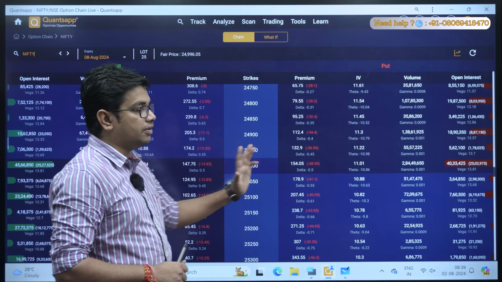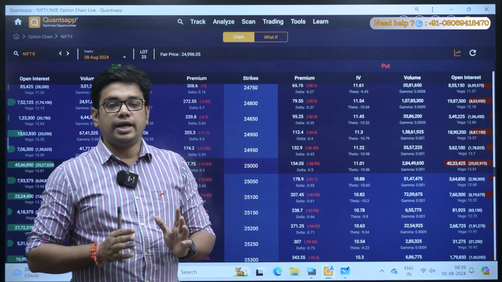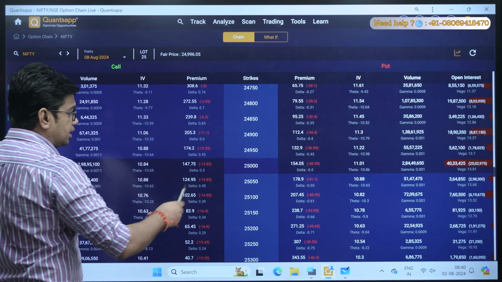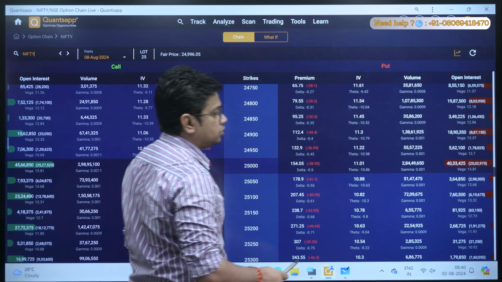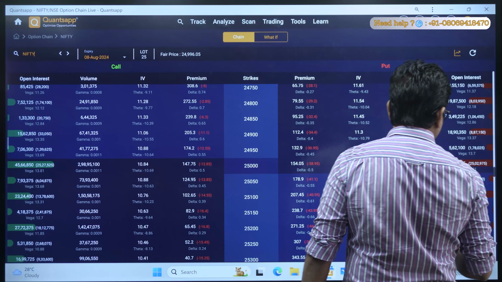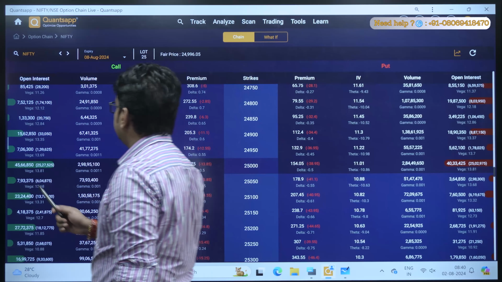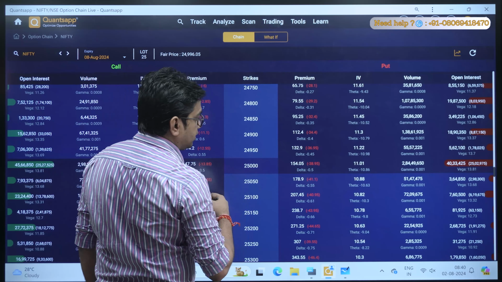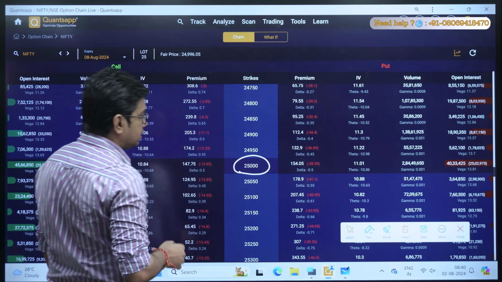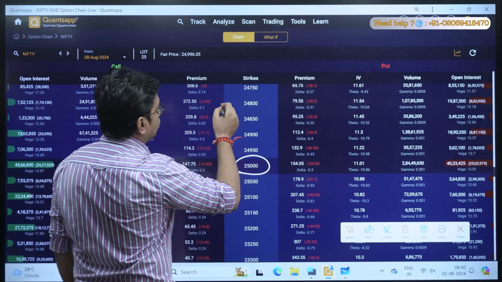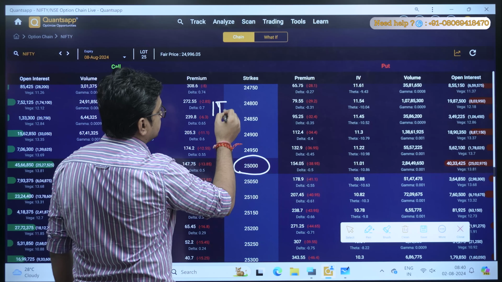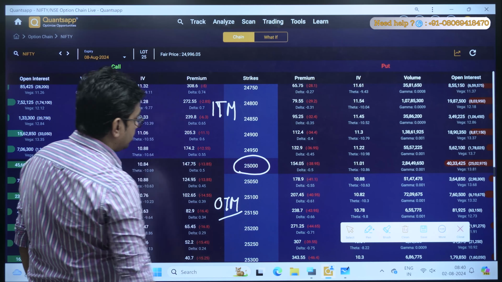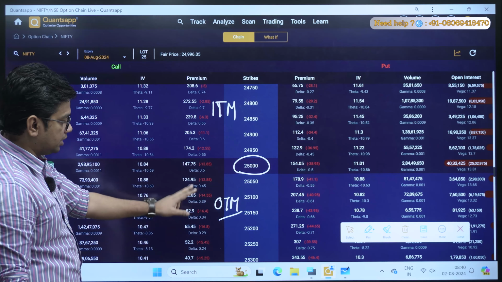I'll show you everything about the option Greeks also, so that it will be clear in which option you should take the trade. Now here you can see the 25,000 level. Let me show you through some figures, just a minute. Yeah, so here you can see this is the 25,000 level. This is the spot. Now for the call option, this will be ITM, and this will be OTM. So you can see the prices are decreasing at OTM levels.